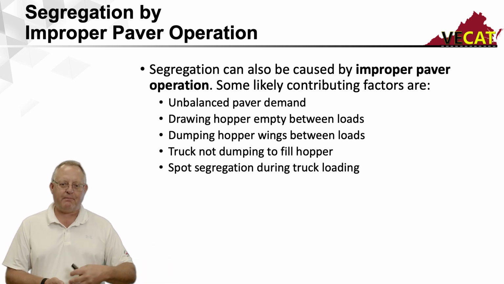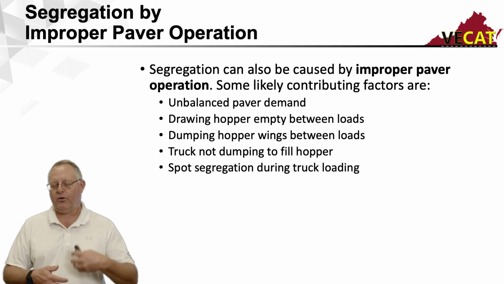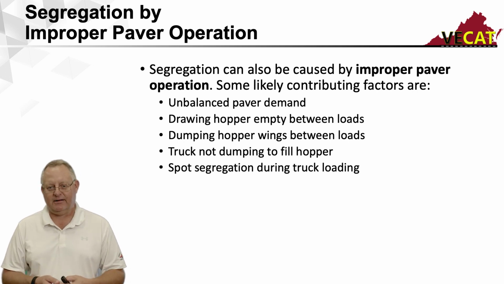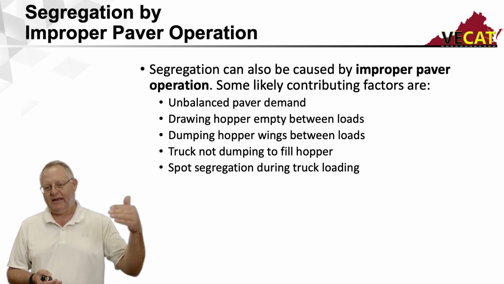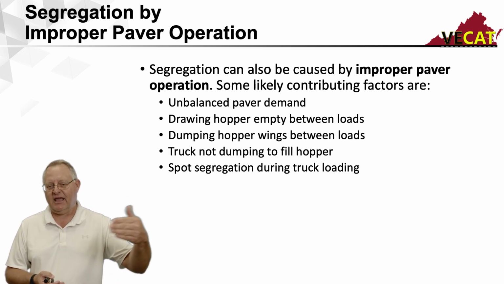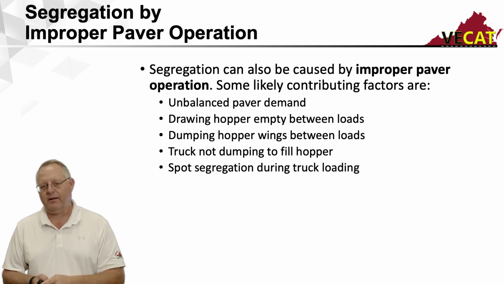Are we drawing the hopper wings too soon? So are we separating it that way? Are we not filling the hopper completely? So if the truck backs up, instead of doing a mass dump into the hopper of the MTV or the paver, we're dribbling it in. And just think about what comes first is the heavier rock and then size. So that's why we call for a mass dump.